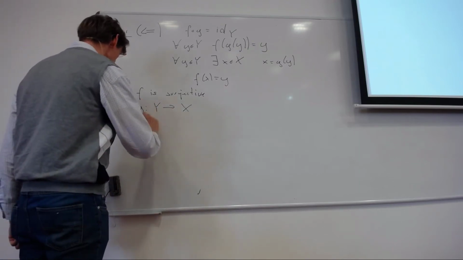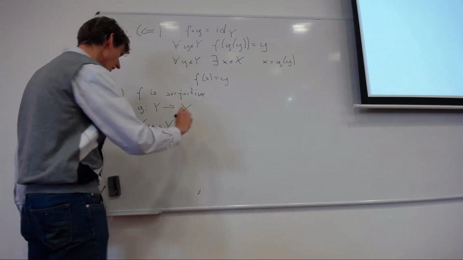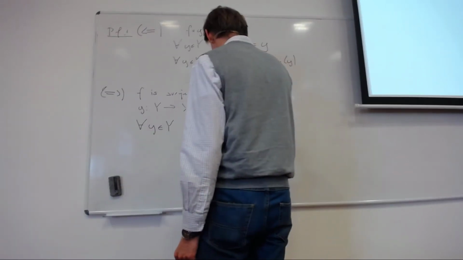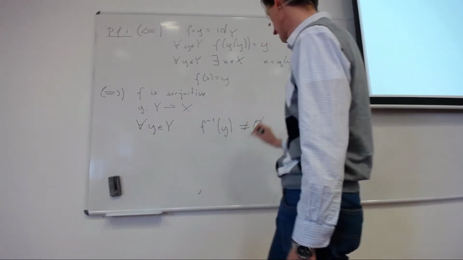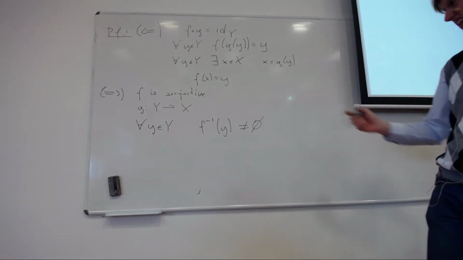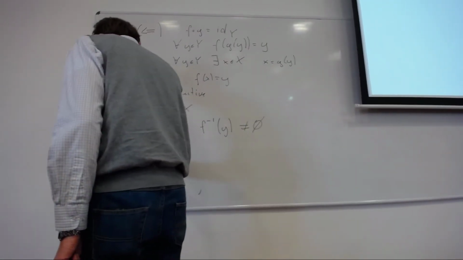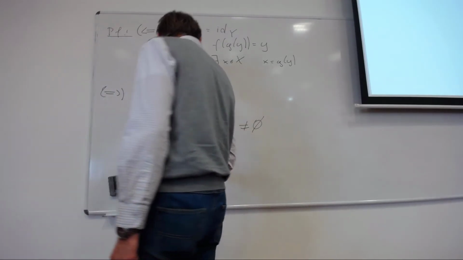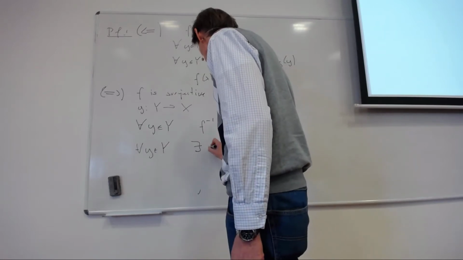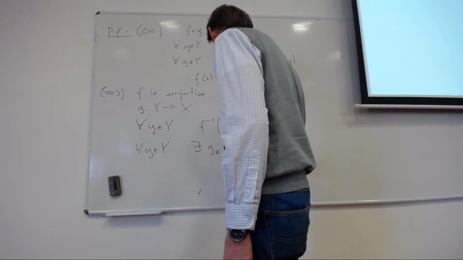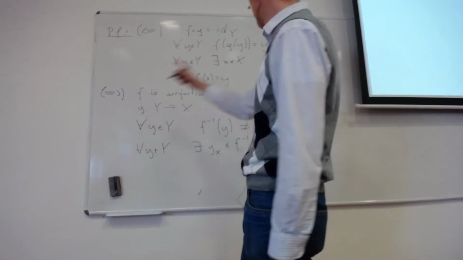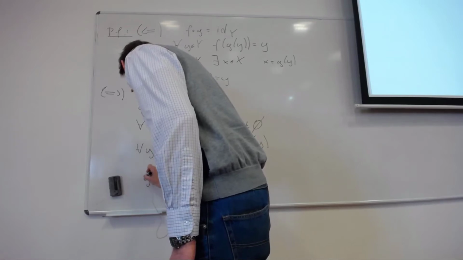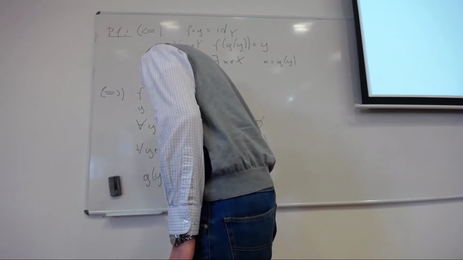For every element y from the capital Y, the counter image with respect to this element y is clearly not empty. So for every element y in Y, we can pick some element, let's call it yx, in f inverse of y, and then defining function g is fairly obvious. g of y is just this element yx.